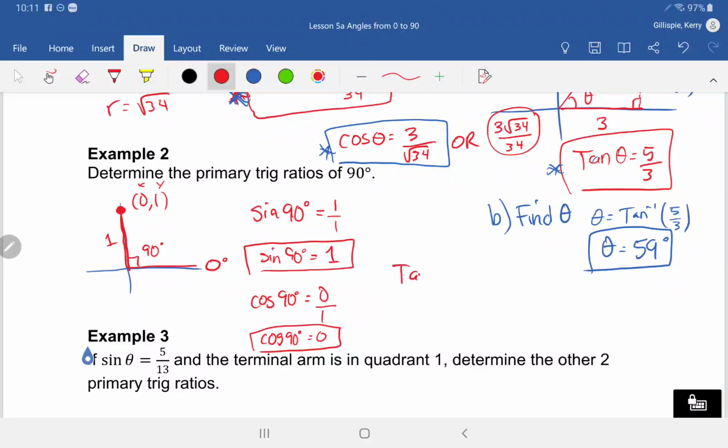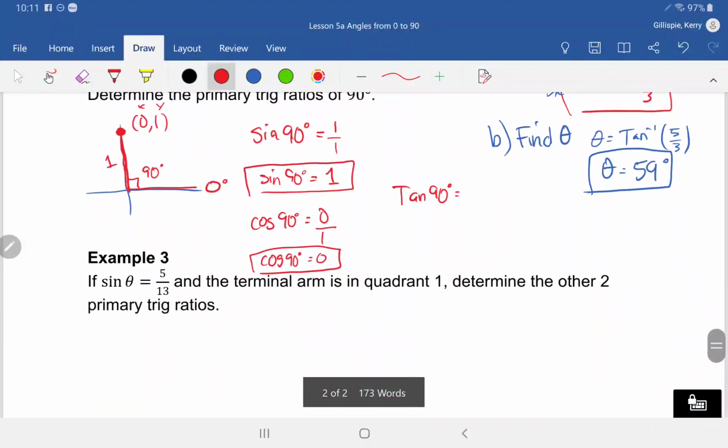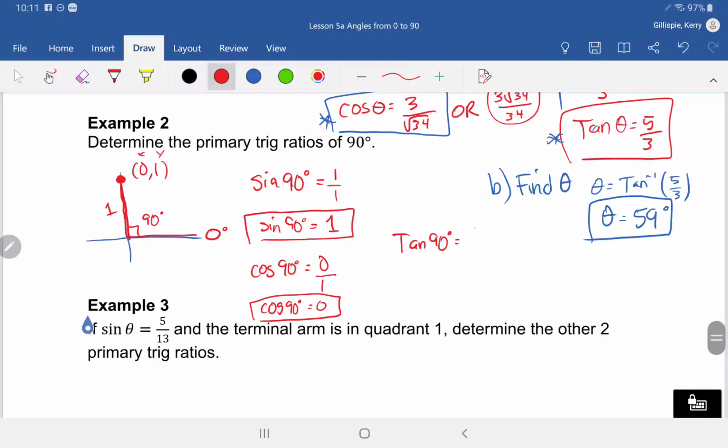And then the tan of 90. Tan was, let's go back here to see it, y over x. So y is 1, x is 0. And if you do 1 divided by 0, you should know that you'll never be able to divide by 0 in math. That's undefined. If you try tan 90 in your calculator, you'll see you get an error. And the reason you get an error is because it's not defined.